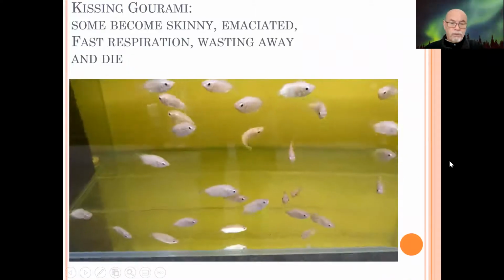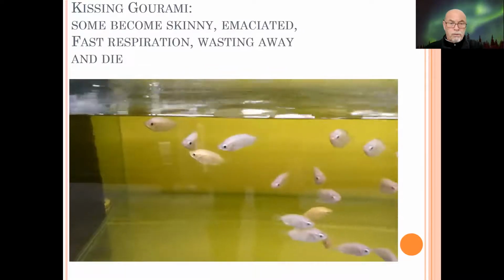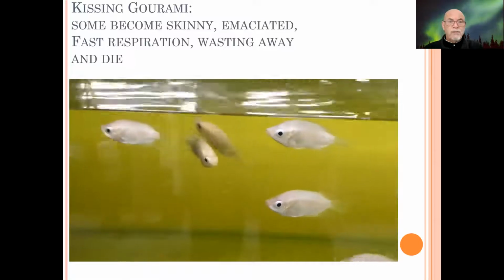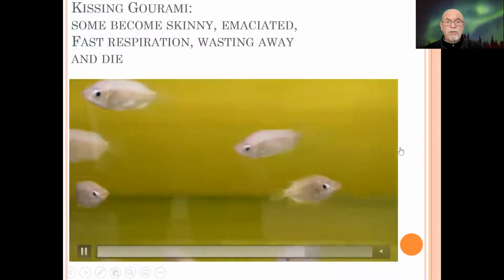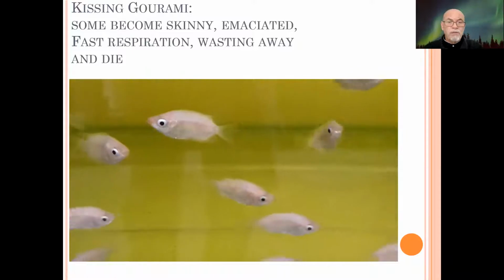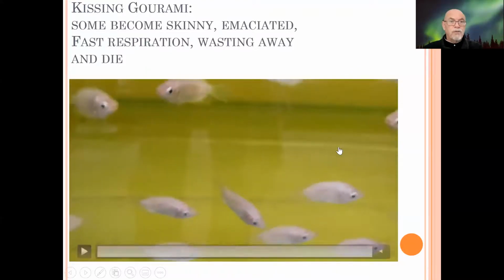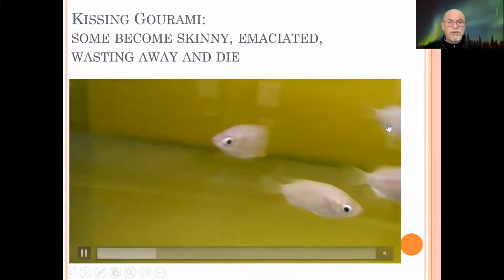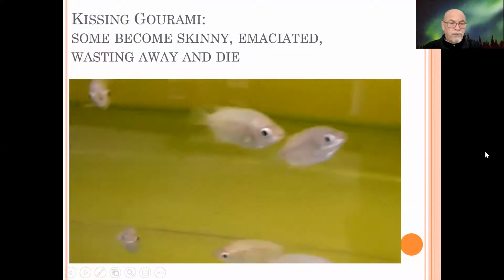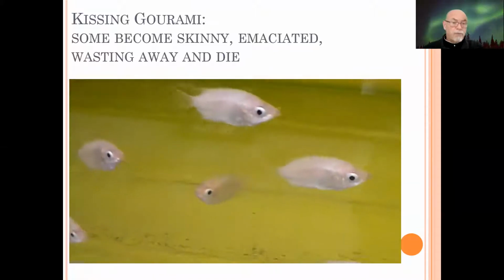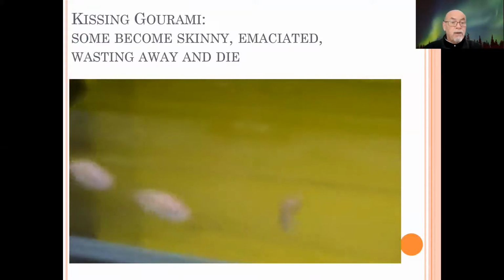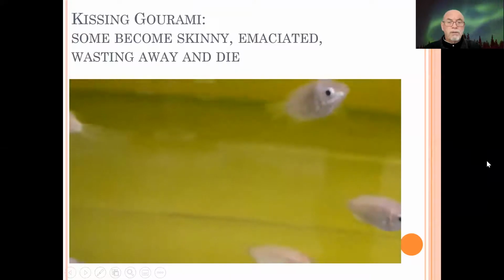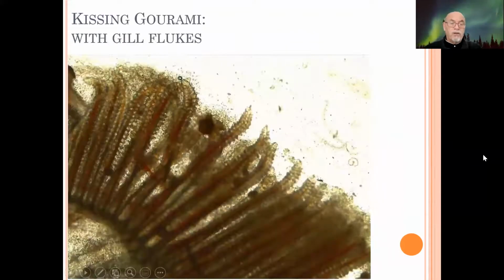The kissing gouramis, which we received for observation, were becoming very skinny, emaciated. You can see some of them showed a very rapid respiration because their gills were suffering and they were wasting away and they were dying. You can see some are getting very skinny because the fish is very much stressed because of the parasitic infection, and also because he had some other problems in the gills due to the parasitic infection. We had a bacterial infection coming up.